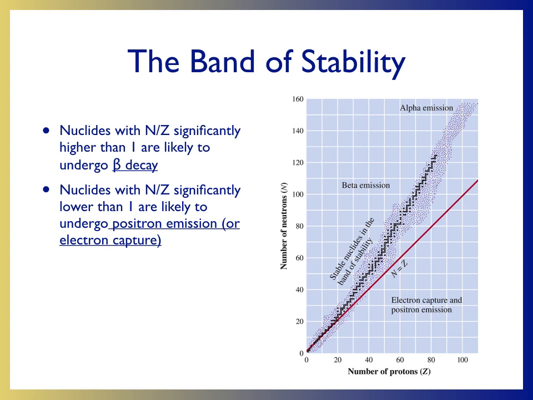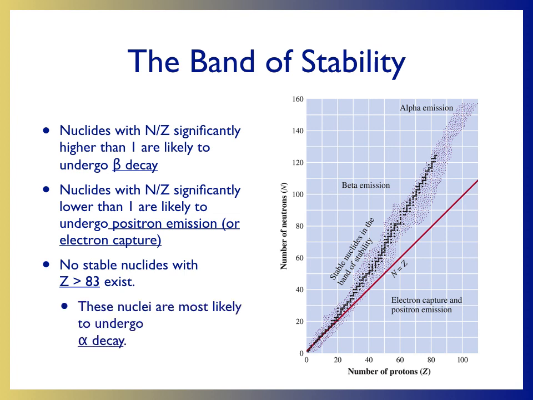Another interesting thing to note is the band of stability ends about where Z is equal to 83. Therefore, there are no stable nuclei that have an atomic number greater than 83, which is bismuth on the periodic table. These larger nuclei need to lose large chunks of their nucleus to reach the band of stability. Therefore, these nuclei are most likely to undergo alpha decay, which allows those nuclei to lose those big chunks of the nucleus to reach stability.